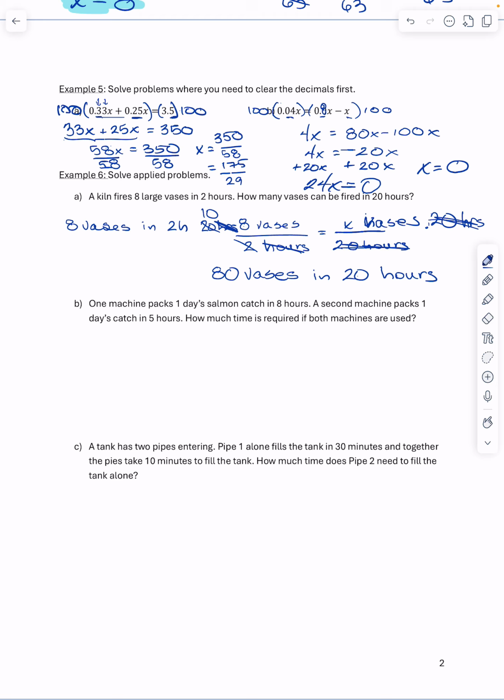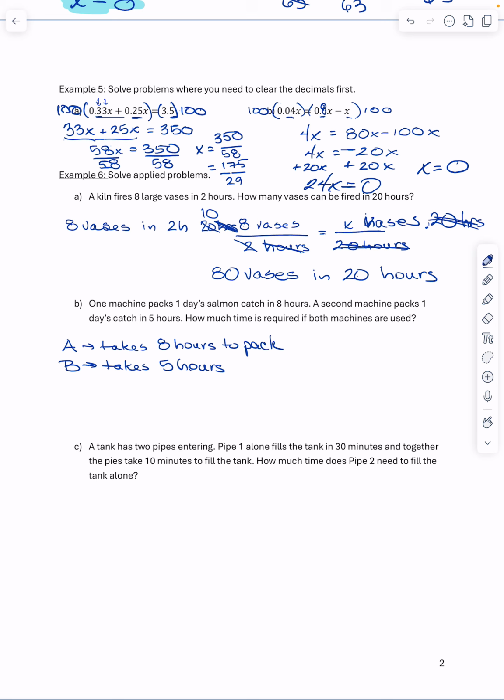B is a little different. Now we're talking about 2 different machines that pack salmon at different rates. Okay. So machine A takes 8 hours to pack the day's catch. Machine B takes 5 hours. So let's see how we can make sense of what that means.